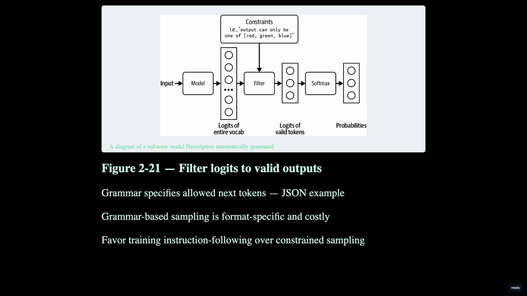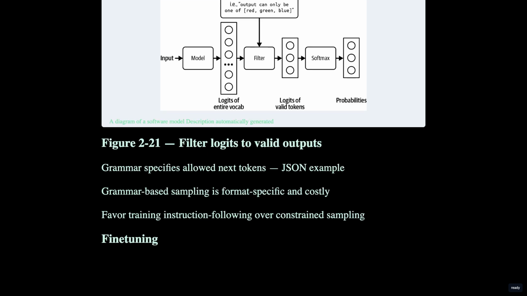Some argue that resources spent on enforcing constraints at generation time would be better invested in training models to follow instructions more reliably. The idea is that a model that understands instructions natively is simpler to deploy and avoids the engineering overhead of constraint enforcement. This section explains fine-tuning, when and why to adapt a pre-trained model. You'll learn the core steps, dataset preparation, training choices, and evaluation, and practical tips to avoid common pitfalls.